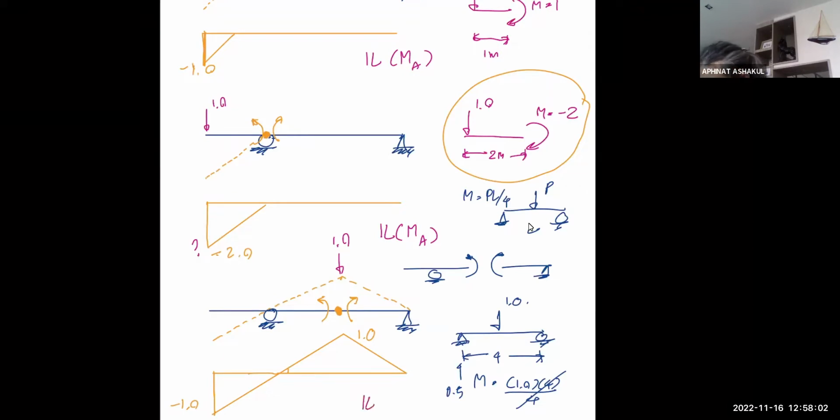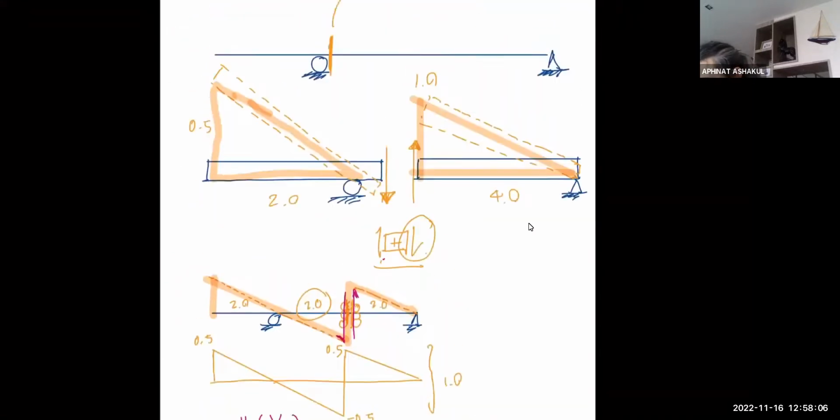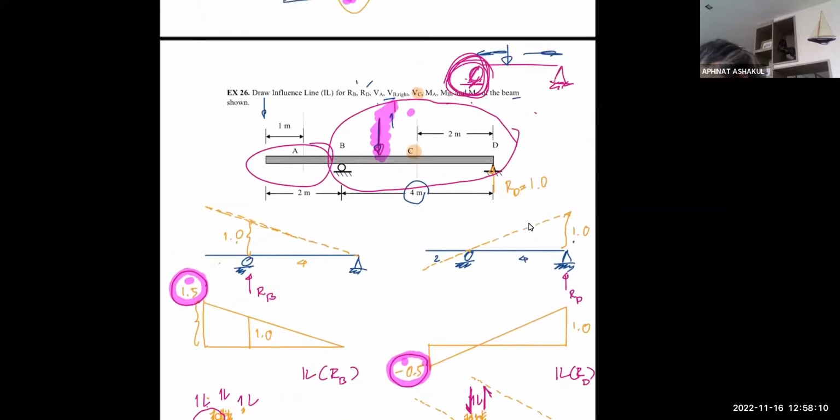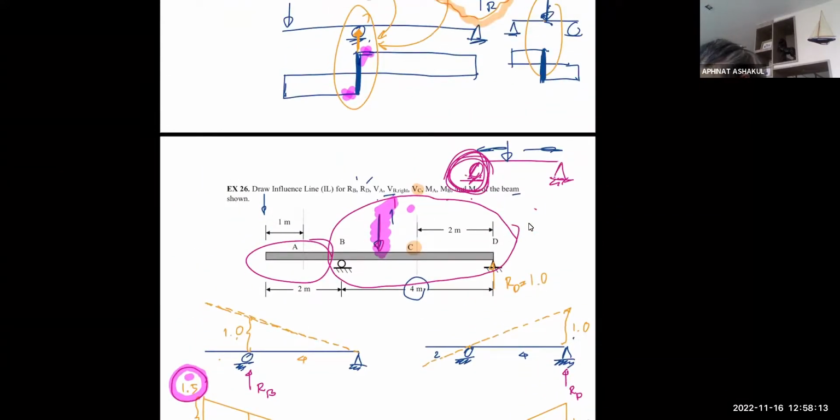And before we go, influence line of MC. Okay. Just look at this beam. When I apply the, erase this.